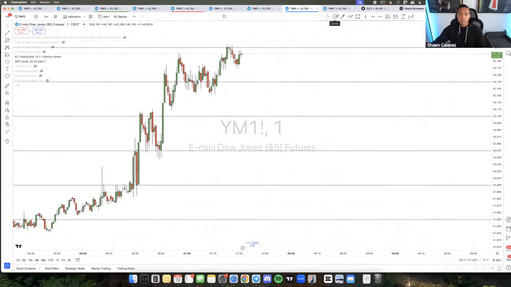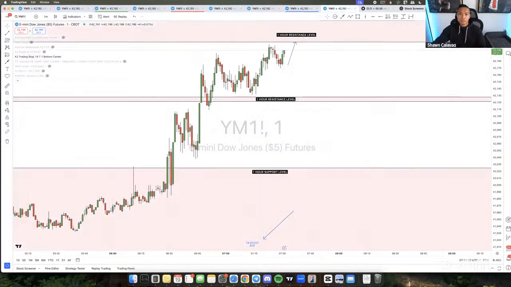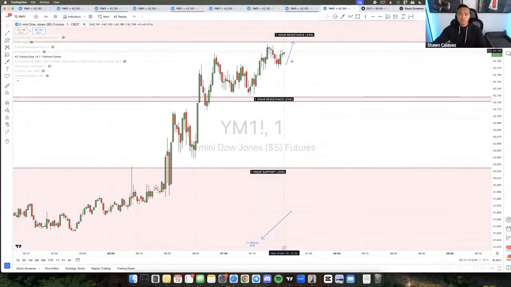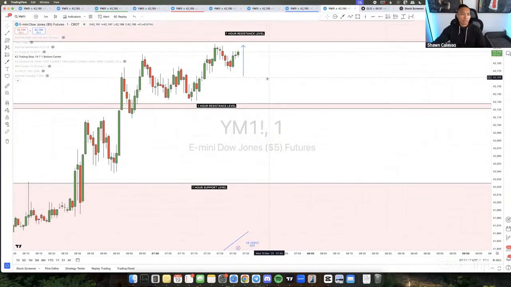So a couple targets here for the clean chart. I'm looking for price to hit the whole number, which is the 42,200. For the SR, I'm looking for it to hit the resistance right there. But because the volatility is so low, I'm not really getting that. You guys can see these candles here. There's just nothing going on.